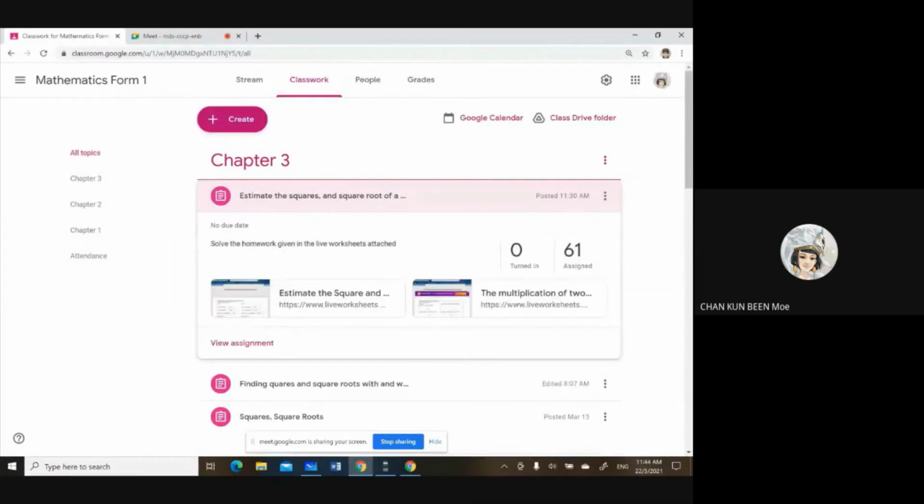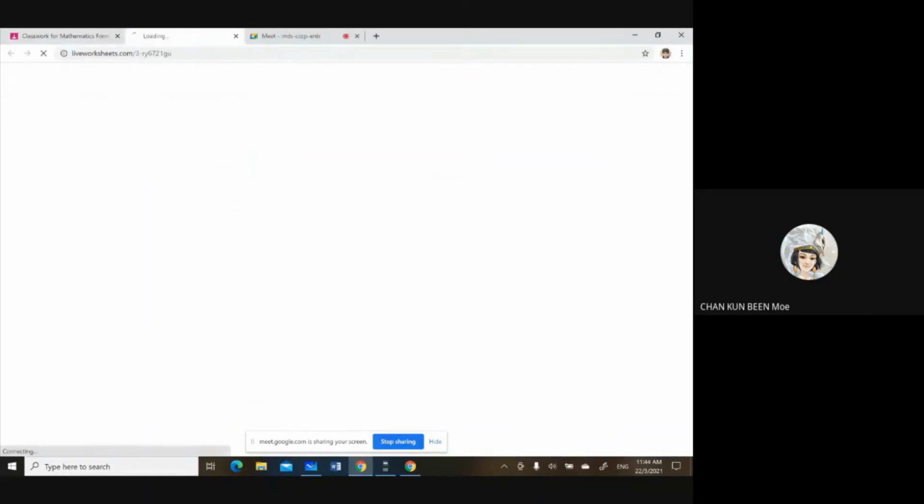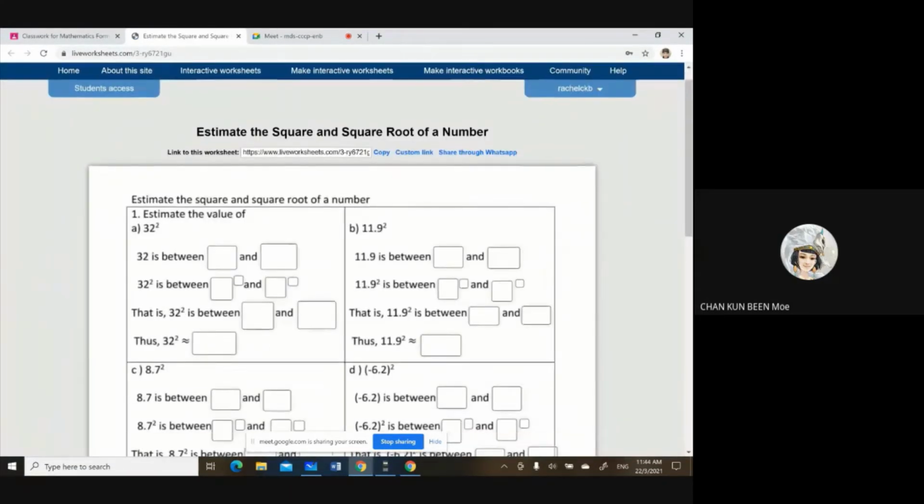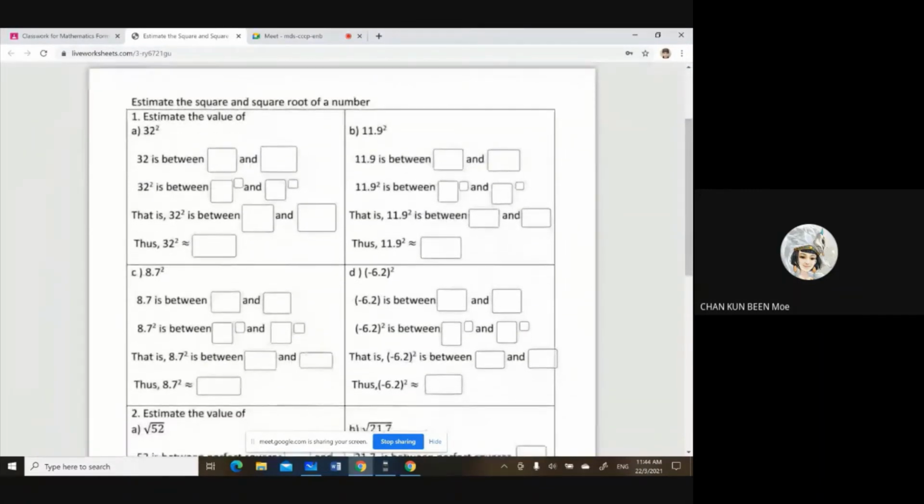Right now, I want you to do this part here: estimate the square and the square root of a number. So choose the first one here, estimate the square and square root. The live worksheet. I give you about 10 minutes. Everybody, fill in all the answers here.